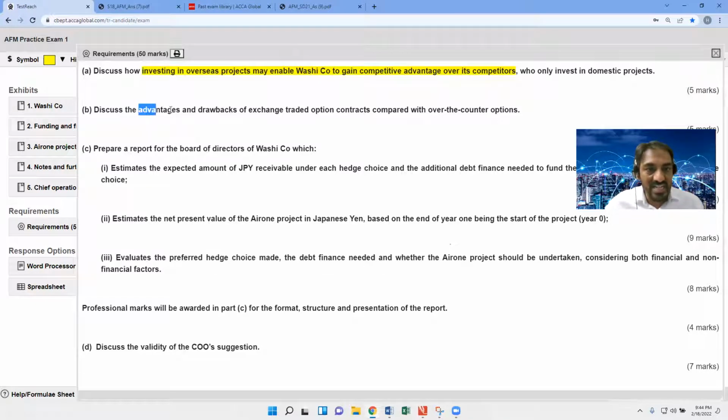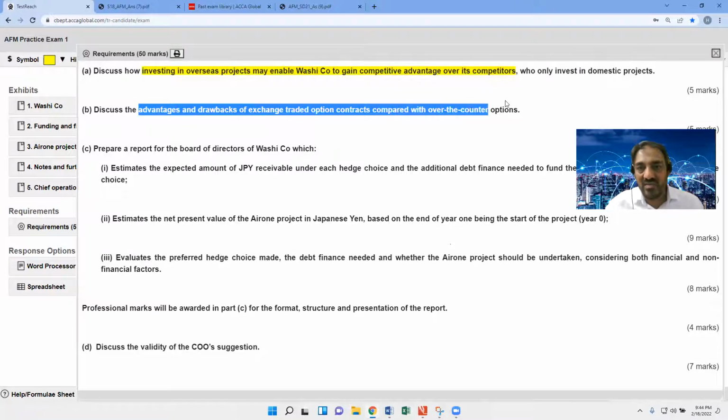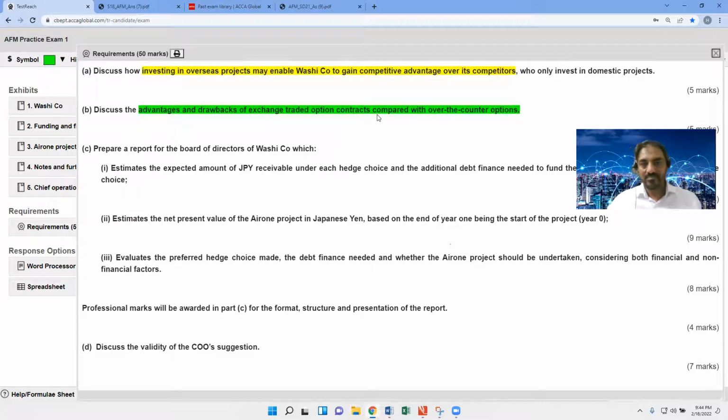Number 2, advantages and drawbacks of exchange traded options compared with over the counter option contracts, OTC versus traded. Number 3, report to the board of directors.